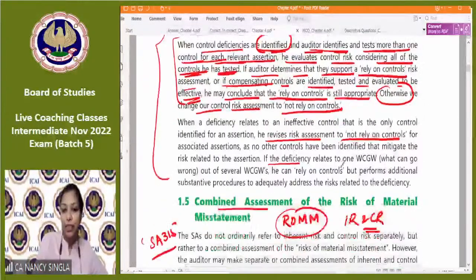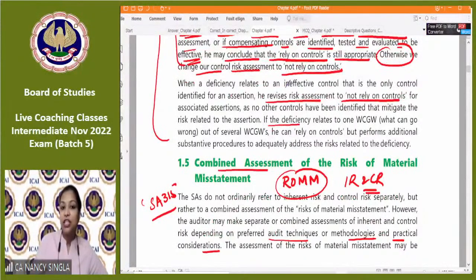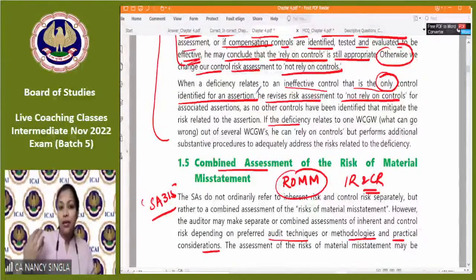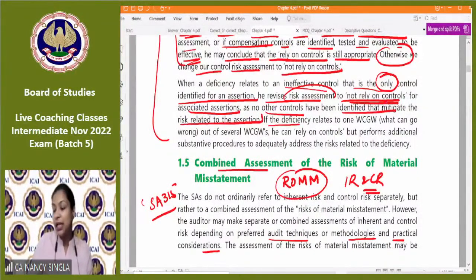Not to rely. Okay? So see, when a deficiency relates to an ineffective control that is the only control identified for an assertion, one control and that is deficient. Earlier the auditor was relying on it. So he can change his assessment now. The assessment of risk of material misstatement can be revised as and when the audit proceeds. He revises the risk assessment to not to rely on control for the associated assertion, as no other control has been identified that mitigates the risk related to the assertion. Mitigate is what? It reduces or deletes the risk related to the assertion.